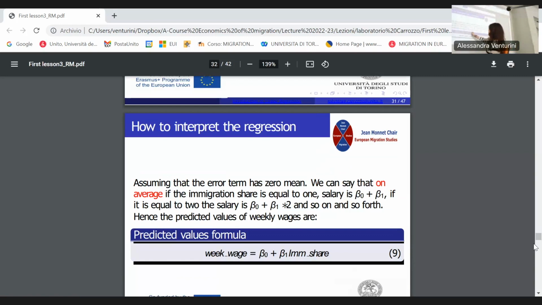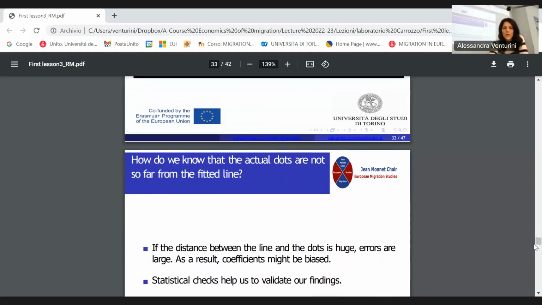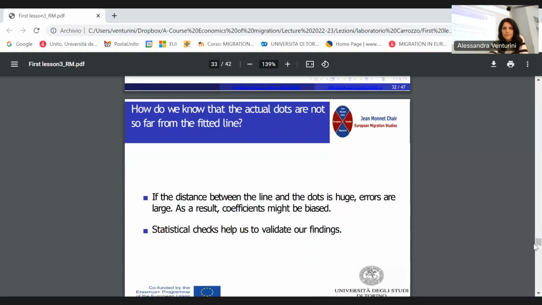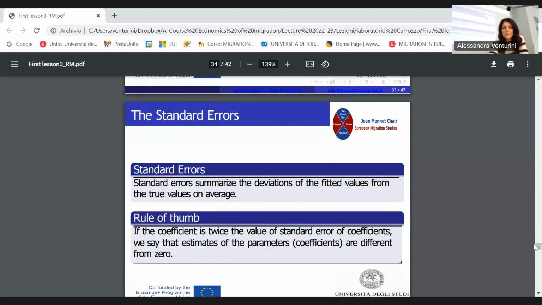This means the predicted values of weekly wage. So this is very important to forecast. Okay, the standard error. We talk about the standard error.